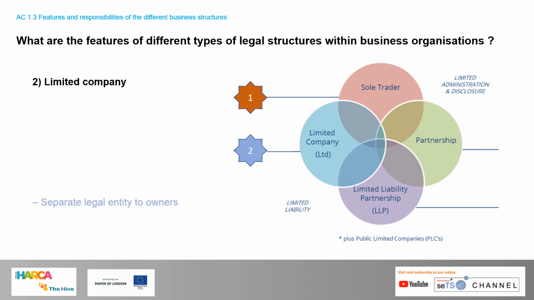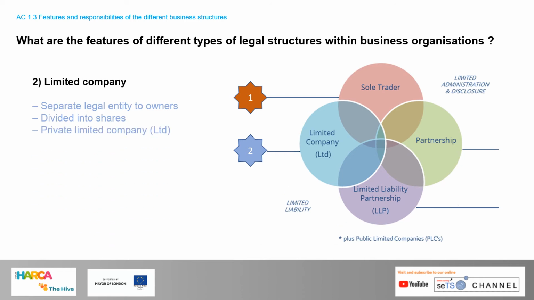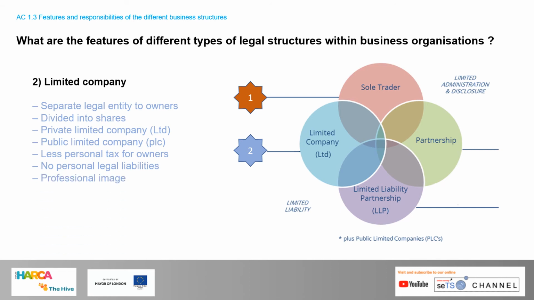Limited company. It's a separate legal entity to the owners, and it's divided into shares. You have private limited company, such as Solucious Equinox, and a public limited company, such as a bank. It's less personal tax for the owners, there's no personal legal liabilities, and it carries a professional image of one that you can trust.